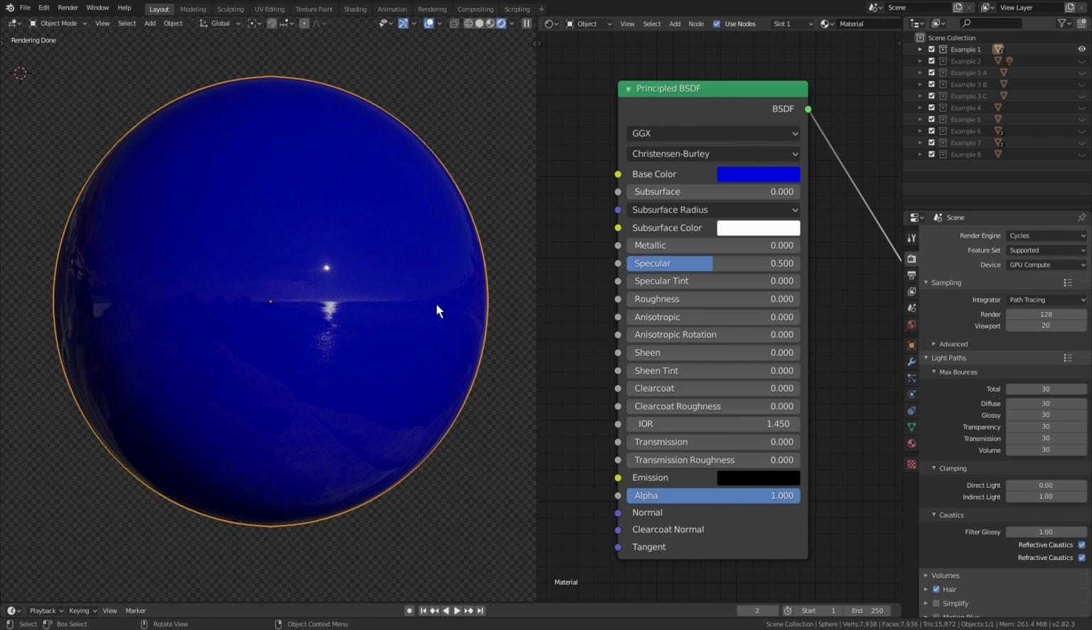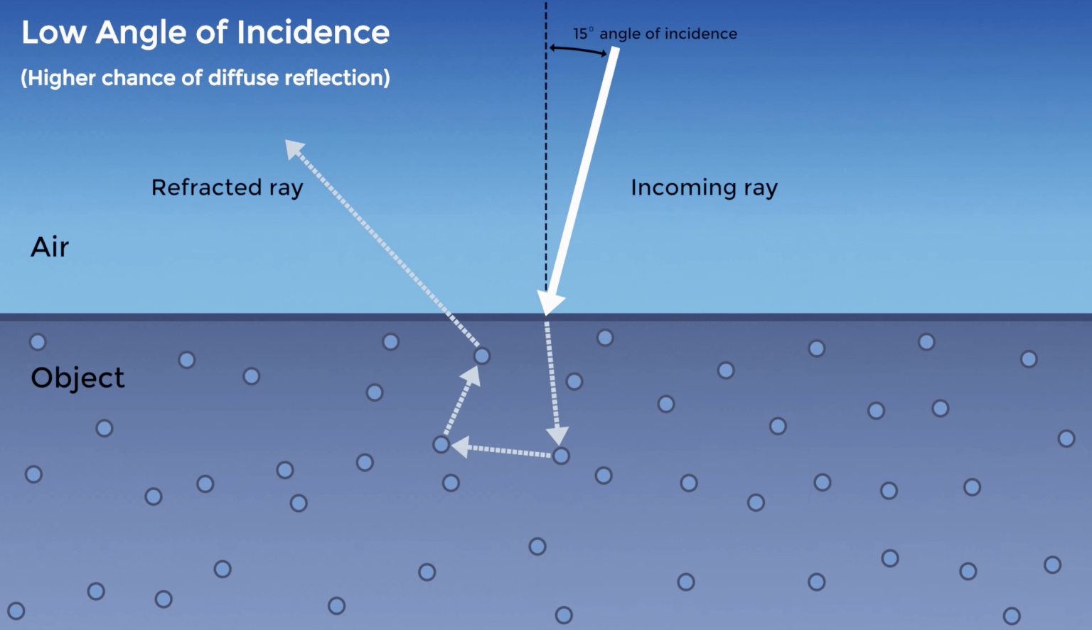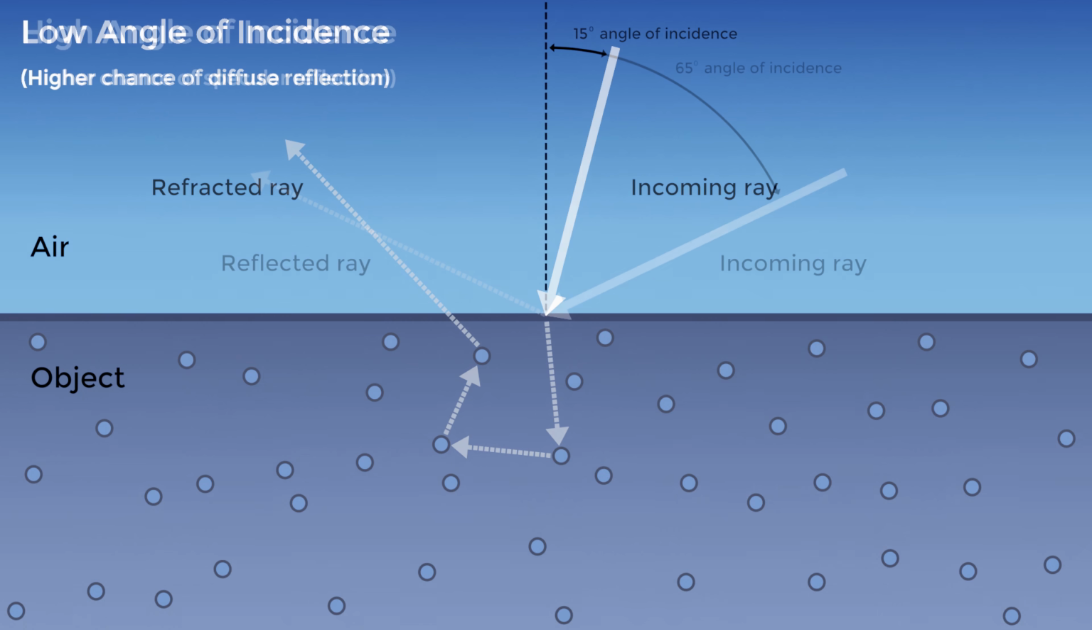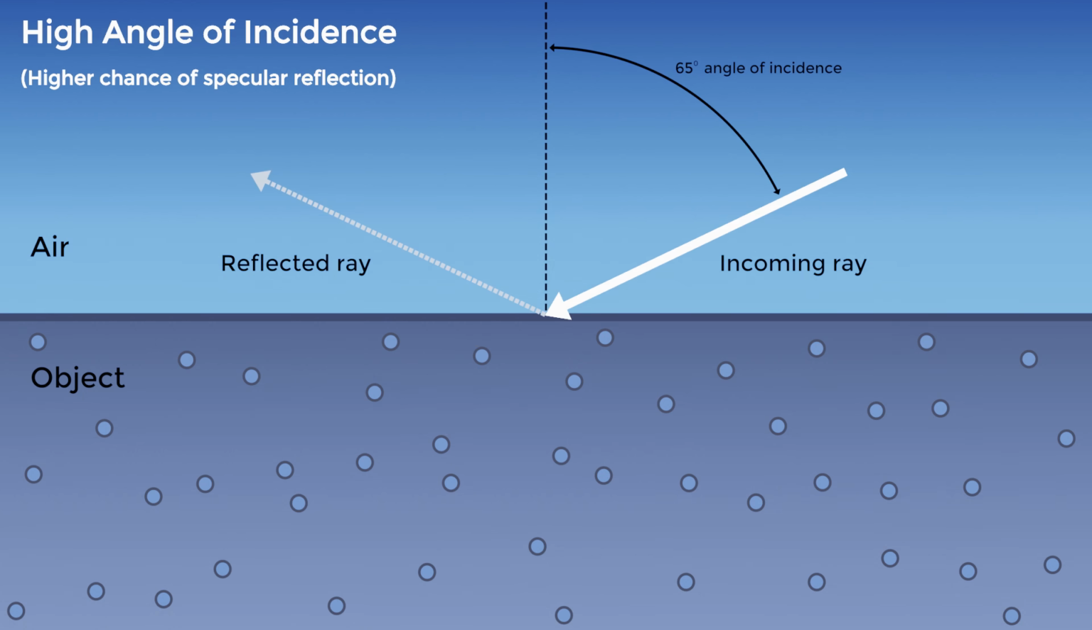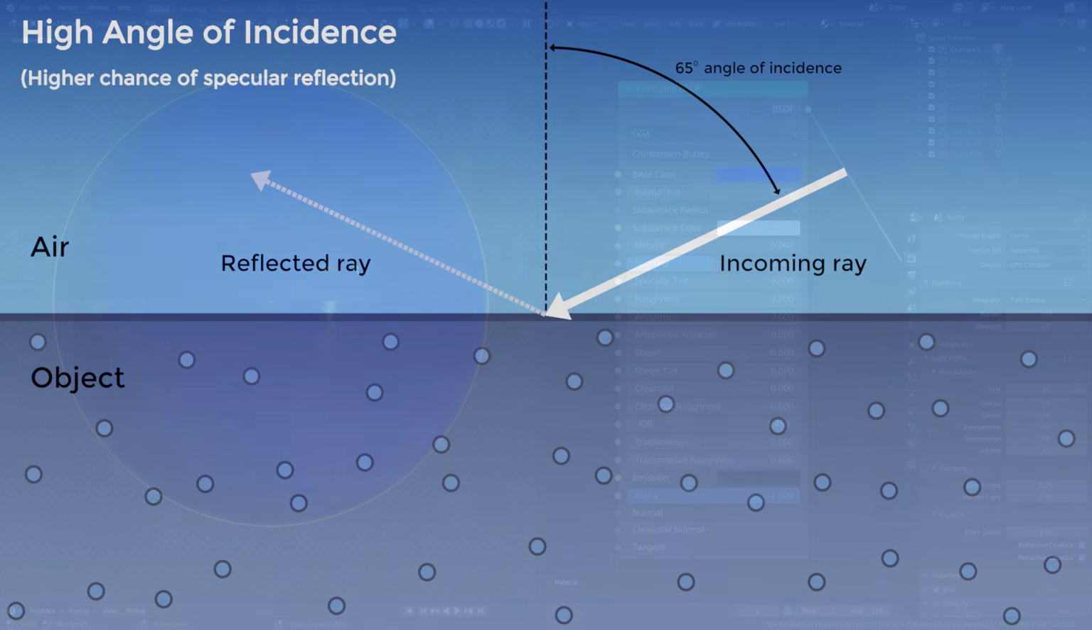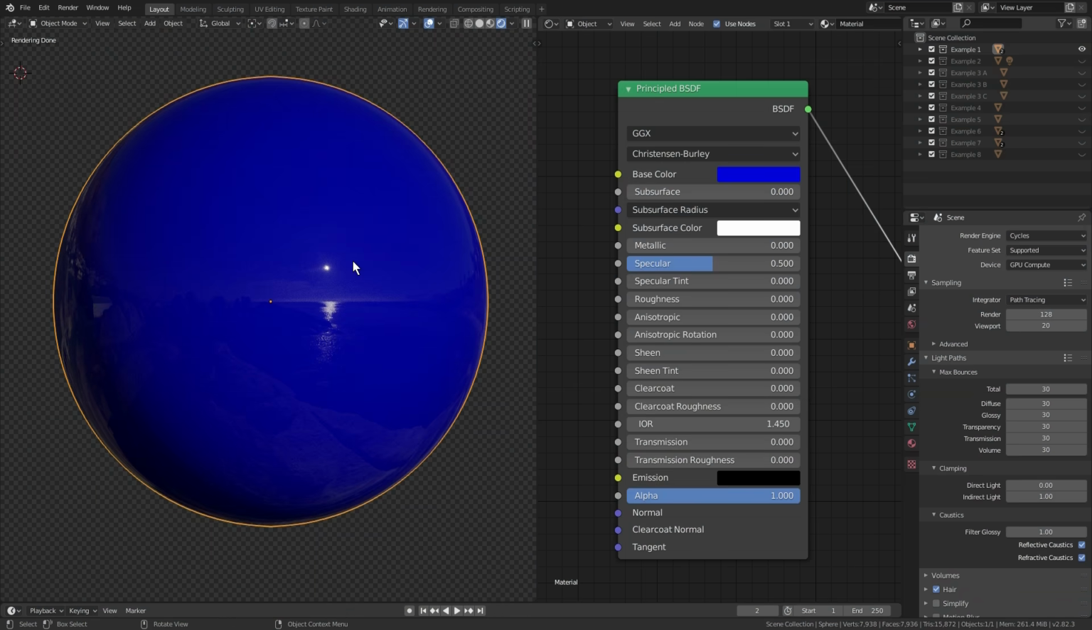Now the specular layer is added on top of the diffuse layer realistically using something called Fresnel. This is the effect where specular reflections are stronger on the edge of something like a sphere than they are in the middle. The angle a light ray hits a surface is called the angle of incidence. If a ray hits the surface at a low angle of incidence, or more straight on, it's more likely to penetrate and refract, producing more diffuse reflection. And when a light ray hits the surface at a higher angle of incidence, or more parallel, it's more likely to simply bounce right off the surface, producing more specular reflection. Which is why there's more specular reflection on the edges of the sphere and less in the middle.